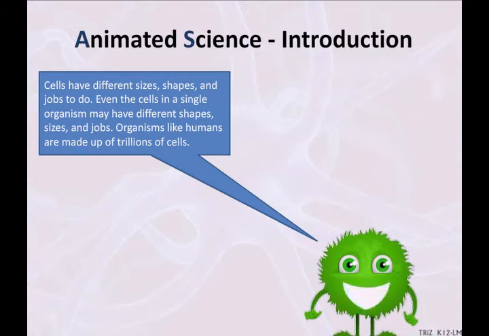Cells have different sizes, shapes, and jobs to do. Even the cells in a single organism may have different shapes, sizes, and jobs. Organisms like humans are made up of trillions of cells.